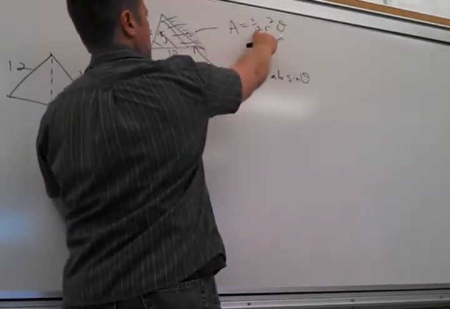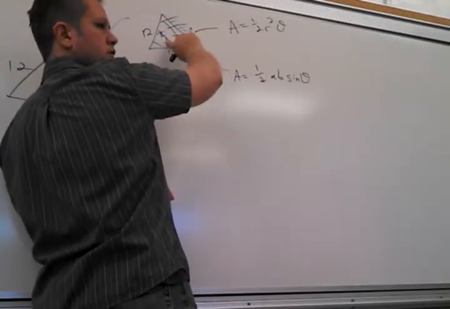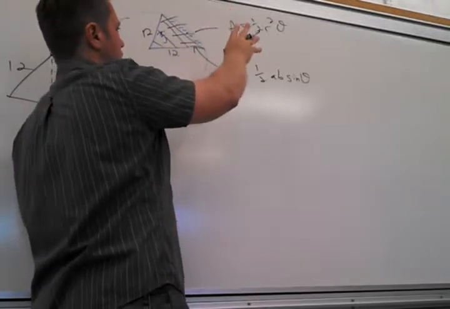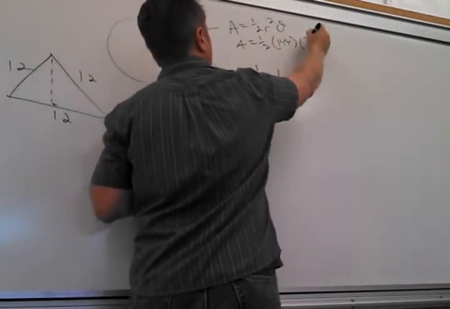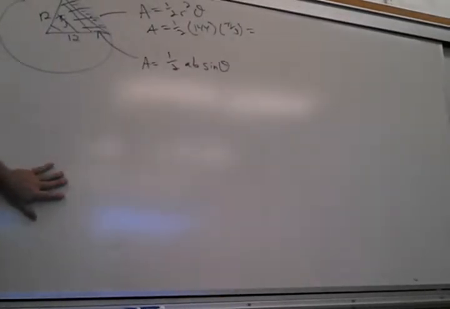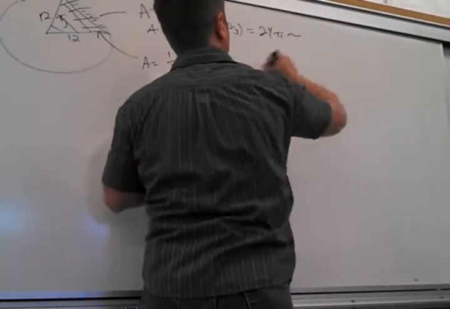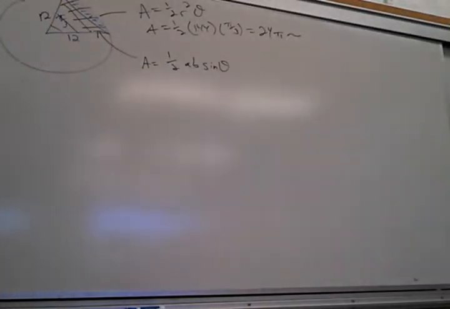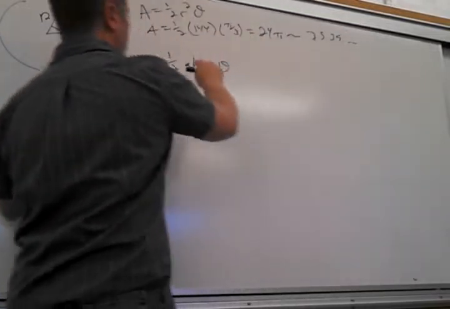So, area of a sector is older news. I know the radius. I know the angle. The angle's already in radians, which is nice. So what's the area of that going to be? 1/2 times 144 times pi over 3. Way to go out on the limb there. Yeah, 24 pi. Good. Which is roughly what? 75.3.